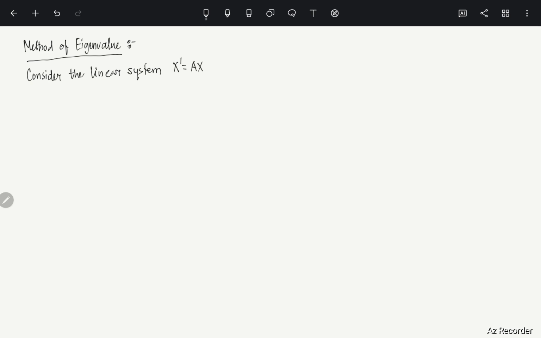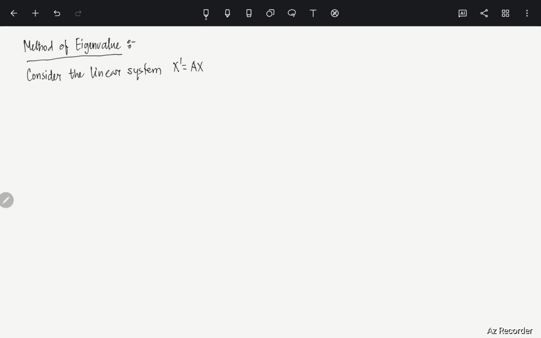Given x(0) equals x0, we know that e power At times x0 is the solution. That we have already seen. But in that case, you have to calculate the exponential, and we have to know how to calculate the exponential, which is, by the way, not a trivial task. So there is another way of computing this. This is actually basically calculating the exponential only, but in a different context. So let me do this method of eigenvalue.